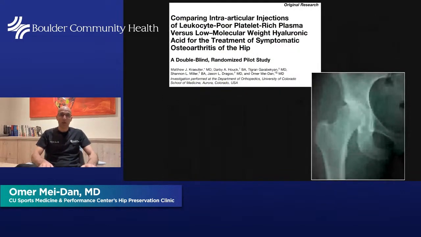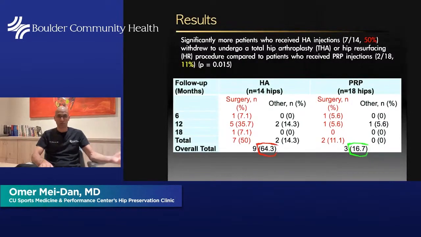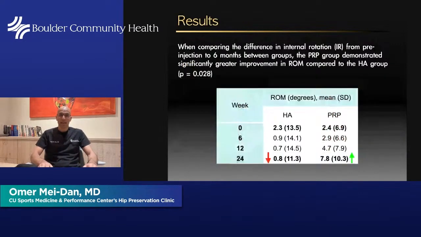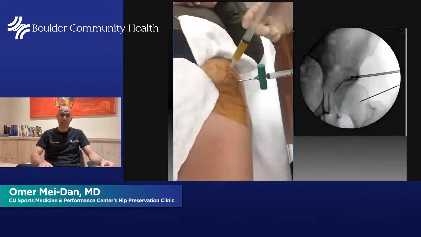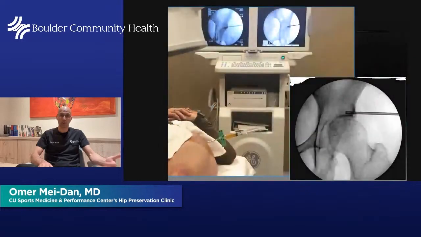We did a randomized trial to look at how patients are doing after getting both hyaluronic acid, which is a well-accepted treatment, and PRP. And we showed that patients with PRP did much, much better than patients that received hyaluronic acid. And you can see that very few patients after PRP had to convert into total hip replacement after several years, as opposed to many more patients after hyaluronic acid. And PRP also gave patients increasing range of motion while they kept on degenerating and got lower range of motion with hyaluronic acid. When we inject PRP, we can inject it into the hip joint itself, but we can also inject it in the subchondral bone to get a much stronger effect of the PRP for a longer time frame.